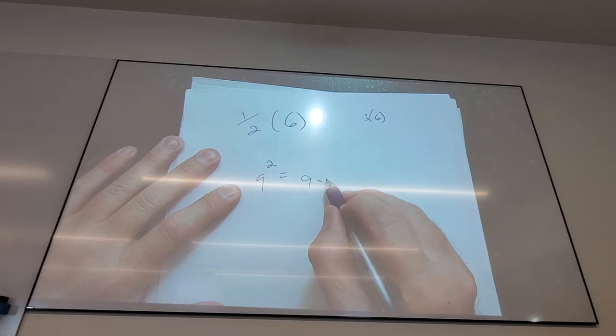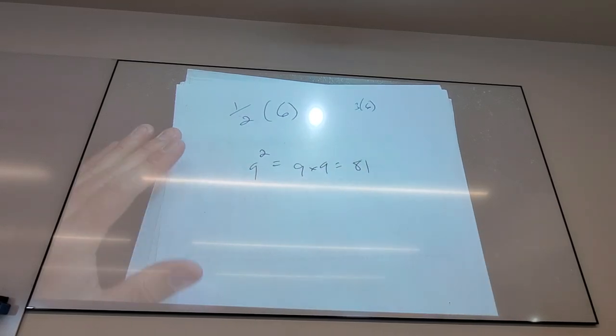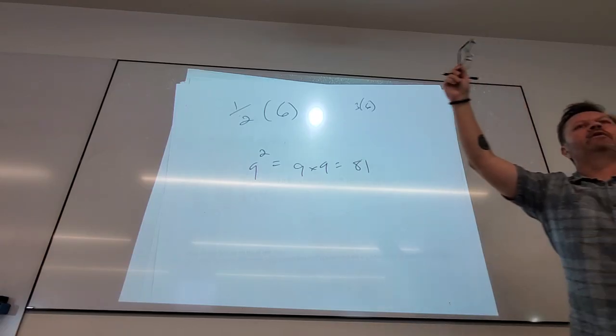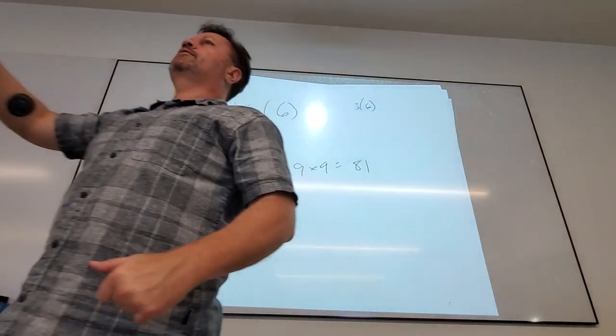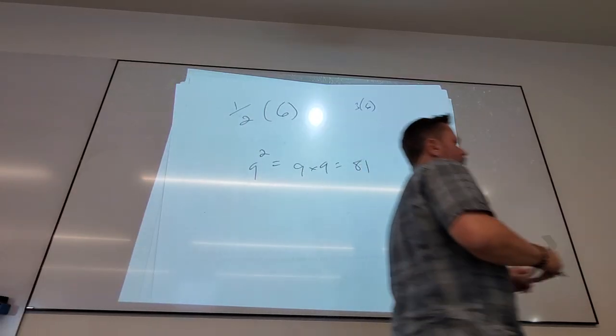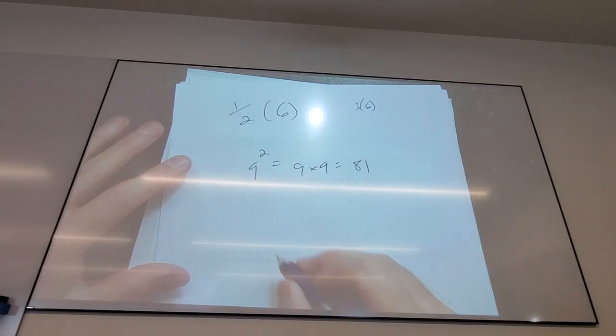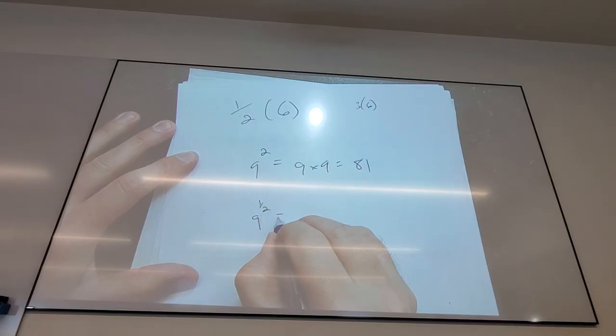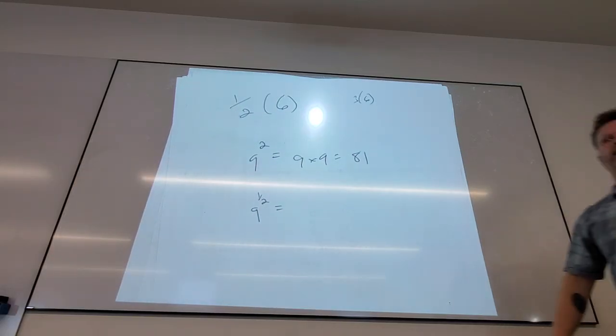9 times 9. Oh, you know. So when I have a number in the exponent, that's related to multiplication. So when I have a 2 in the exponent, that says take 2 of the damn things, multiply them together. So what happens when I put a 1/2 in the power? What is that asking?